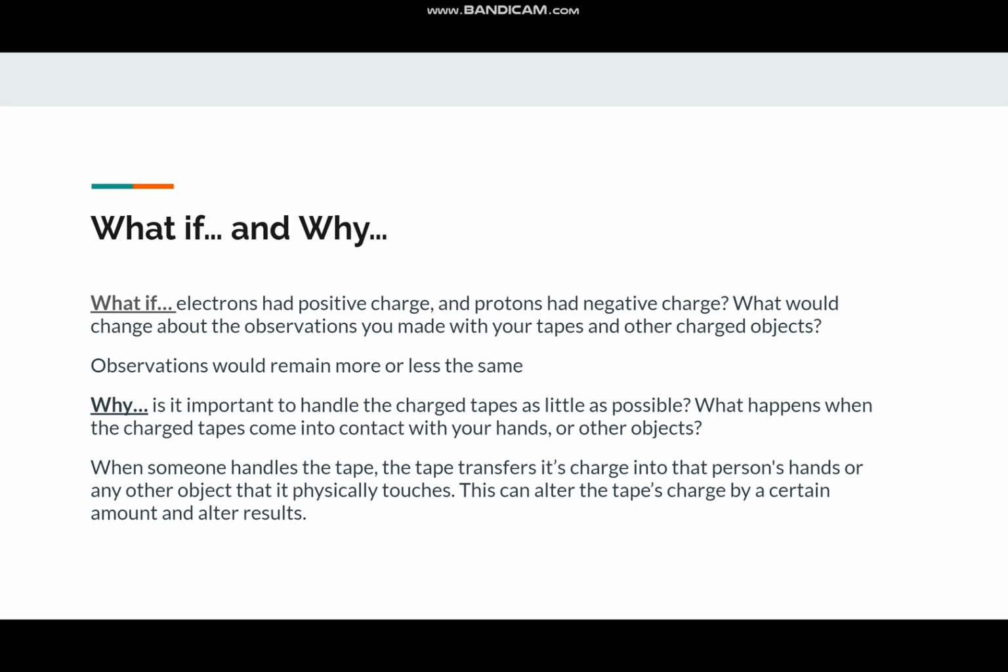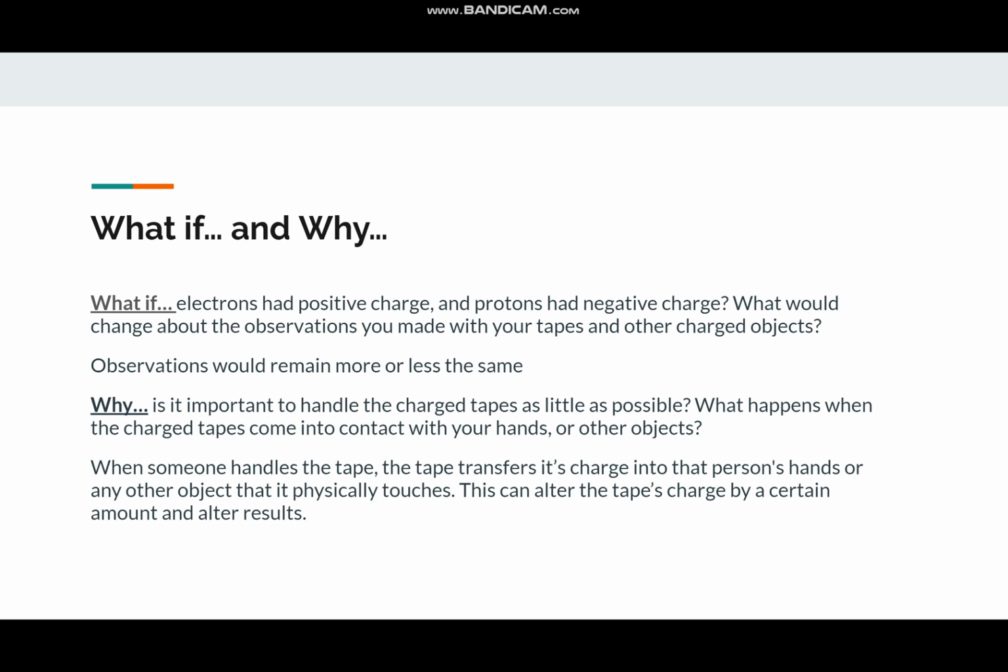And that could have skewed real world results as well. Now, the what if question and why. What if electrons had positive charge and protons had negative charge? What changed about the observations you made with your tapes and other charged objects? Well, the observations would remain more or less the same because the two pieces of tape had the same charge, and no matter if that charge is negative or positive, they're the same. And if they're the same, they're going to repel each other. And if they're different, they're going to attract each other. So the charges would be flipped, but the results would be the same.